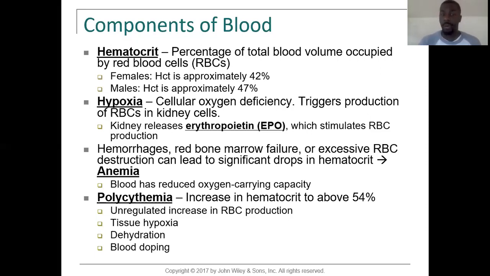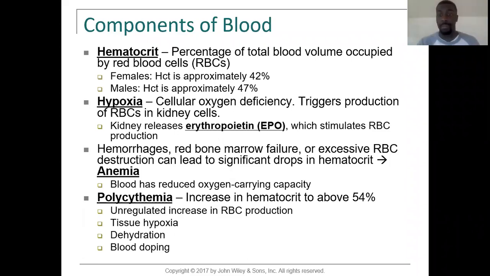Yeah, and that EPO will help to stimulate red blood cell production. We'll talk a little bit more about that as we go forward here. That will happen when you're exposed to hypoxic conditions. When someone is undergoing various conditions like hemorrhaging, red bone marrow failure, or red blood cell destruction, that can cause the hematocrit level to drop. If you're dealing with a hemorrhage, you have individuals bleeding out, so you're literally losing red blood cells. As a result, your hematocrit level is going to shrink and drop a little bit.